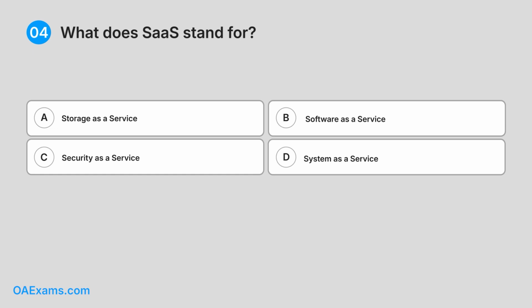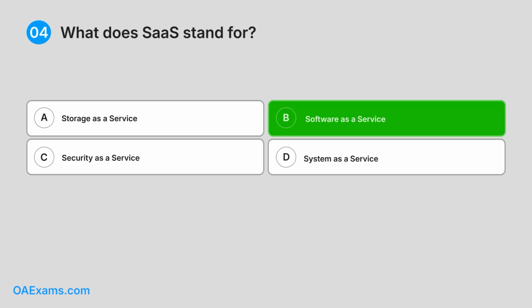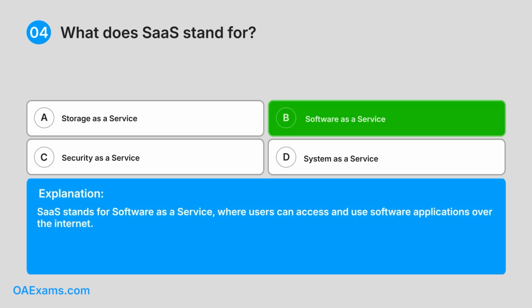Correct answer. B. Software as a service. Explanation. SaaS stands for Software as a Service, where users can access and use software applications over the internet.